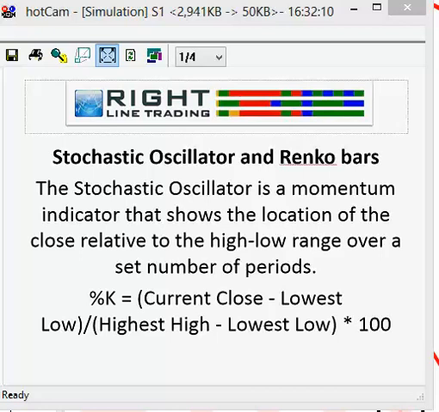Now, you can see from the formula, the percent K, which is the line that you look at, compares the current close with the low, or the highest move subtracted by the lowest low of the move. But basically, it's the relationship between the high and the close and the low of the close of any given candle.